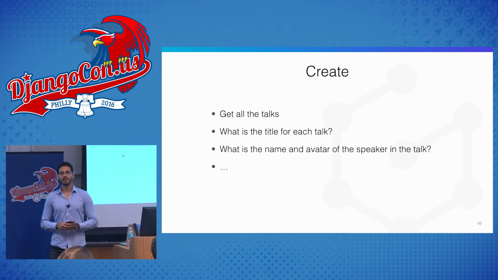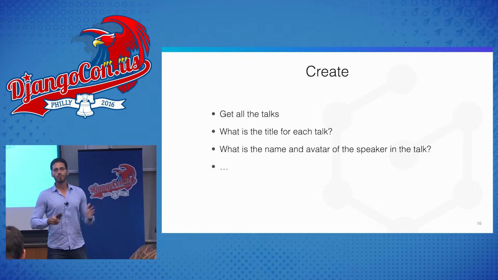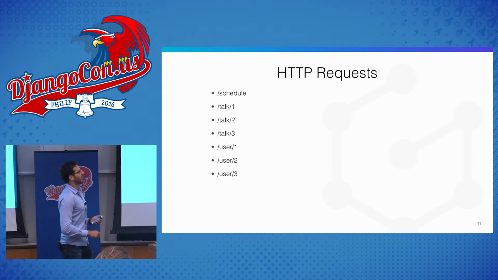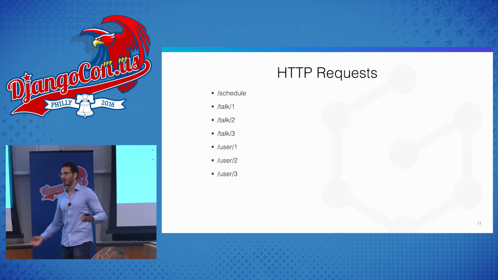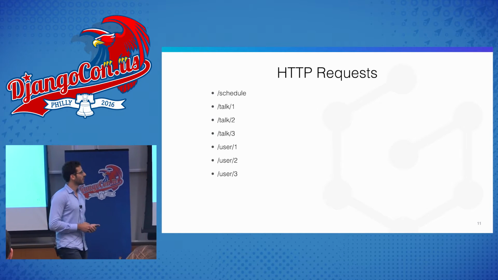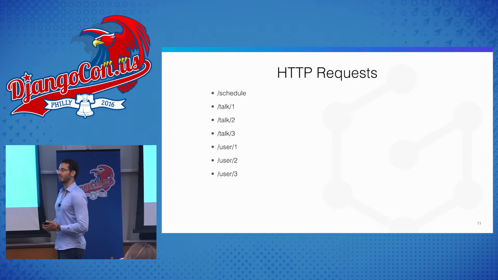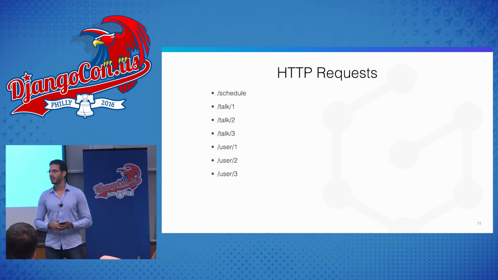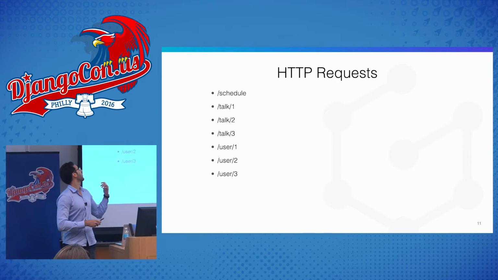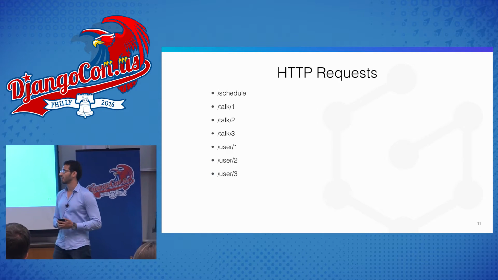So if we want to create this conference application and we want to get all the talks, the title of each talk, and the name and the avatar of the speaker of each of the talks, more or less this is how we have to do it in a pure REST approach. We load the schedule, which will return a list of talks, a list of IDs, then we load the detail of each talk. Each talk will return the title of the talk and probably the ID of the speaker. And from the ID of the speaker, we will fetch again the user information. As we can see, we are making almost 7 HTTP requests for just filling one view. And this is not performant at all.